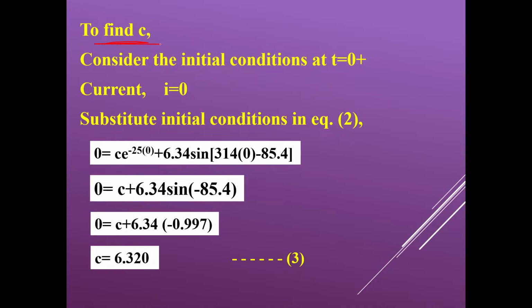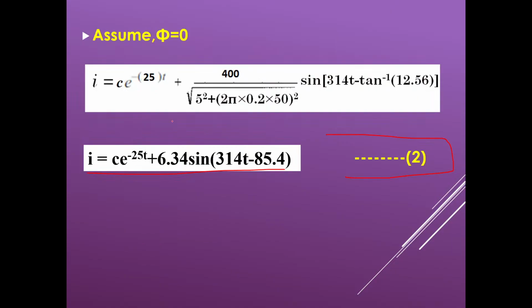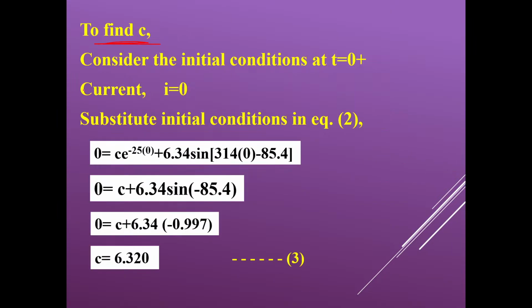Now let us find C, which is unknown term here, isn't it? C is unknown term in equation 2. Let us find C. So in order to find C, that is arbitrary constant, we must always consider what? Initial conditions. So what is our initial condition? It's an RL circuit, at t equal to 0 plus, switch is closed. So current in the circuit is 0. Why? Because immediately when switch is closed, inductor acts as open circuit. So since inductor acts as open circuit, no current will flow through it.